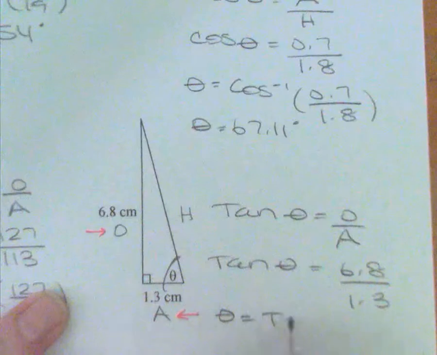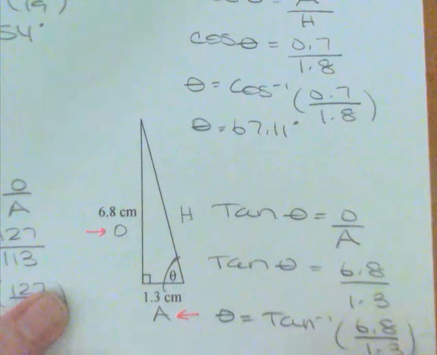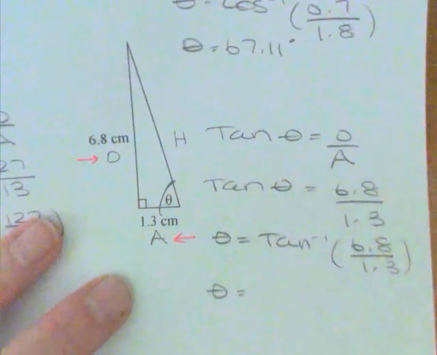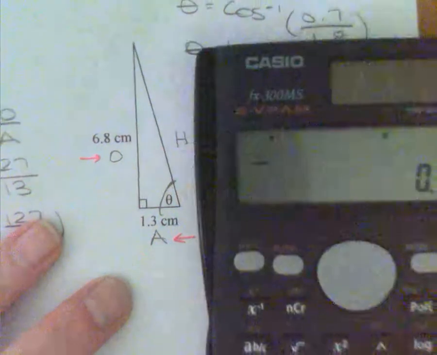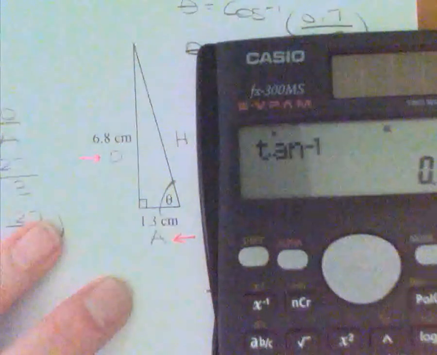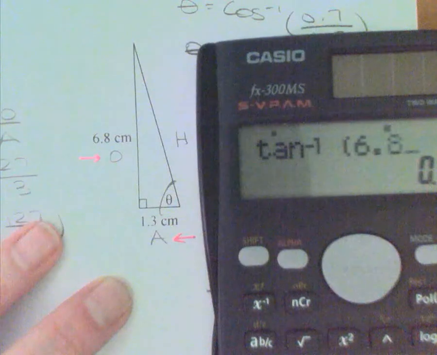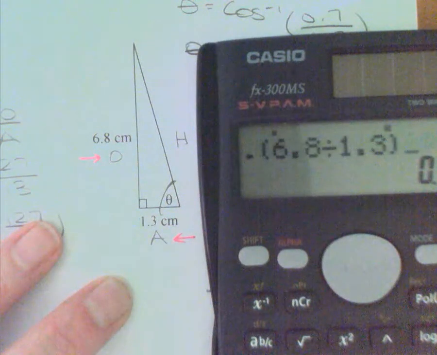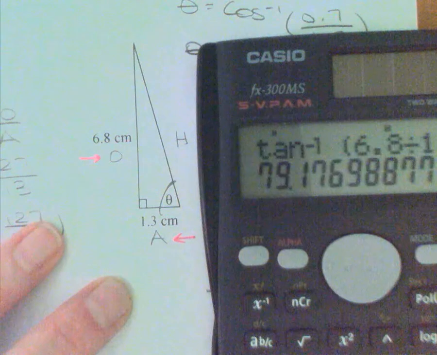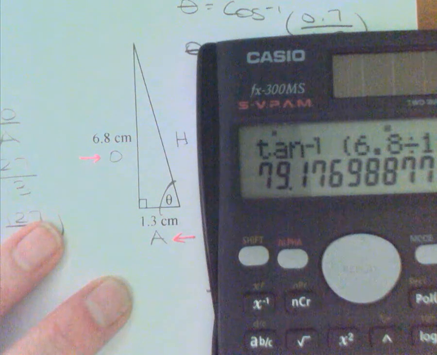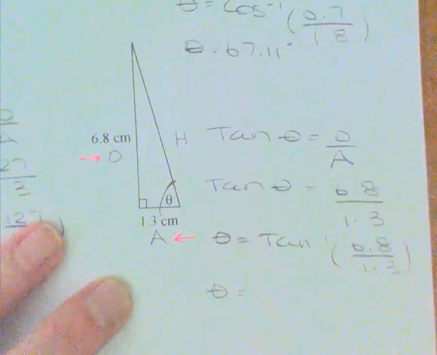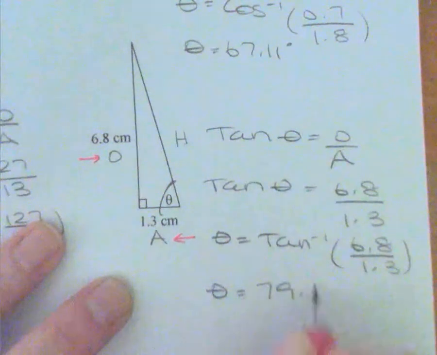So I can do tan inverse of 6.8 over 1.3. So I'm going to do tan inverse bracket of 6.8 divided by 1.3, close bracket. I'm going to hit equals and I get 79.18. So 79.18 degrees, and I'm done.